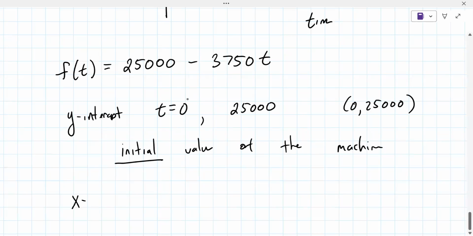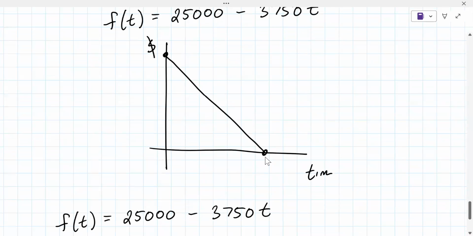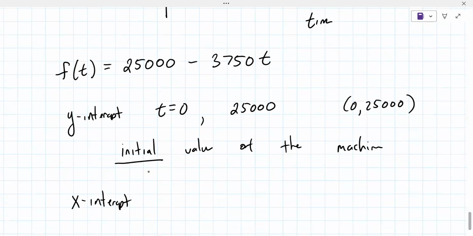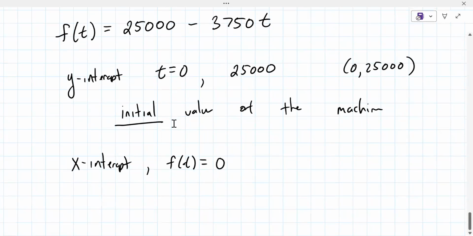Now, the x-intercept is when you're coming down, down, down, hitting right here. What does that mean? It's when the value is zero. So there's a time when the machine isn't worth anything. The x-intercept is when you set f of t equal to zero. You're setting the whole thing equal to zero: 25,000 minus 3,750 t equals zero. I'd like you to try solving this for us, please.